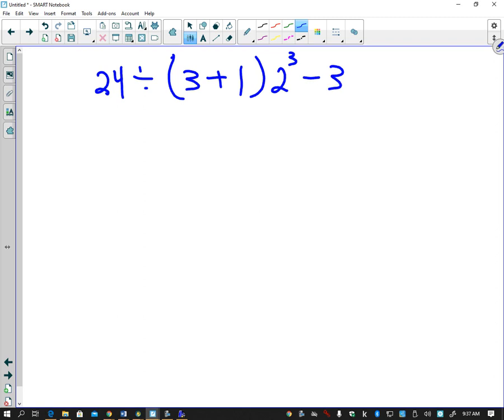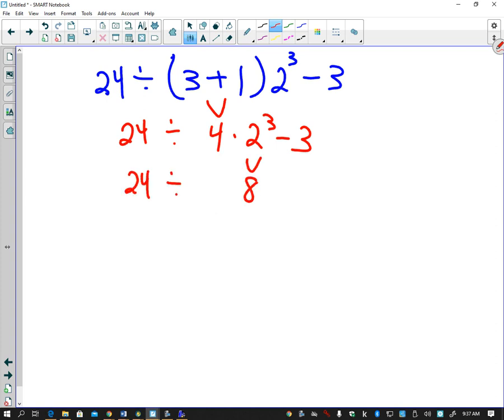Okay. Parentheses first, right? So 3 plus 1 is 4. So I got 24 divided by 4 times 2 cubed minus 3. Okay, we do the exponent next. 2 cubed is 8. 24 divided by 4 times 8 minus 3. Division, multiplication from left to right. 24 divided by 4 is 6. 6 times 8 minus 3. 6 times 8 is next. 48 minus 3 is 45.